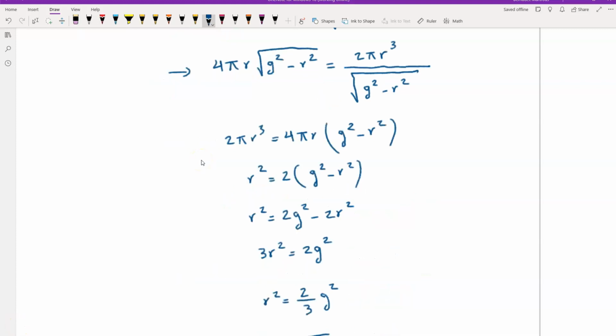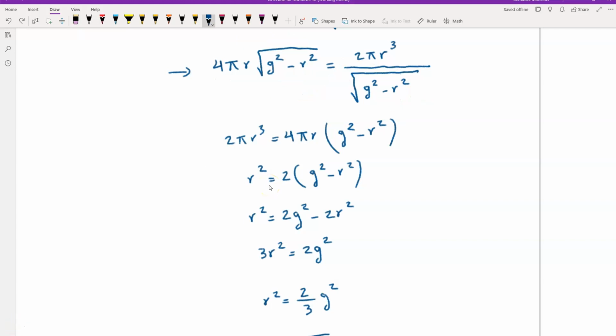So solving for r, here I have all the steps. We have 2 pi r cubed, here the denominator is 1, so 2 pi r cubed times 1 equal to what we have here, multiplied by this square root. So that means 2 pi r cubed equal to 4 pi r times (g squared minus r squared). Because here we have a square root, and here again I have a square root, multiplying these two, the answer for that part is g squared minus r squared.